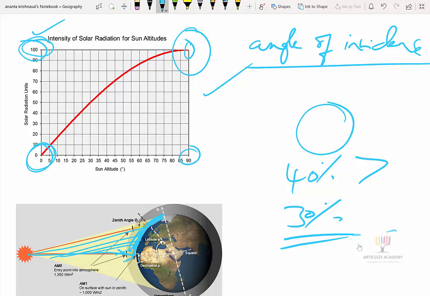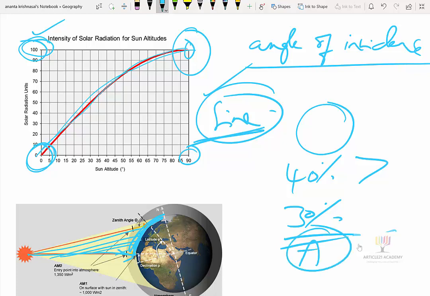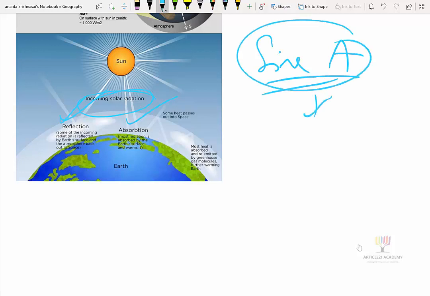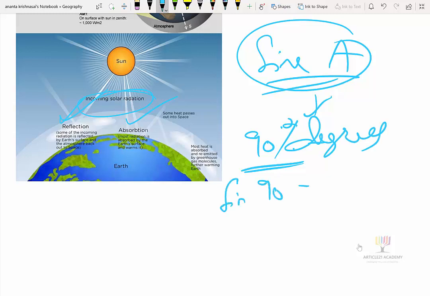Secondly, you must also remember that this clearly shows a sine curve, and hence the incoming solar insolation and its angle of incidence, if I associate it with the sine formula, gives you the insolation intensity. That means if A is the altitude, and I use the expression sine A, it gives me the incoming solar intensity. That means if the altitude is 90 degrees, then sine 90 is 1.